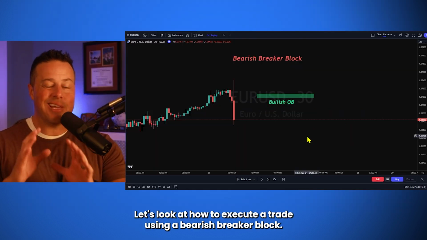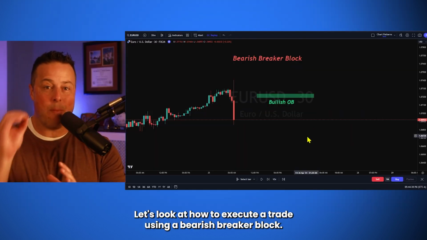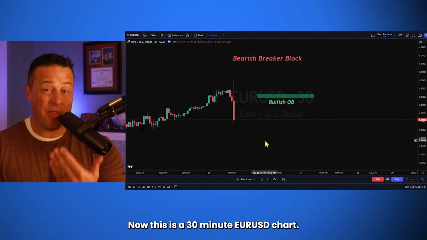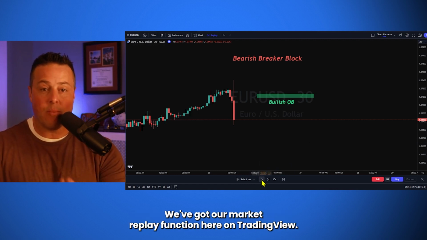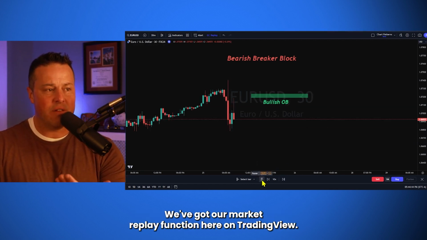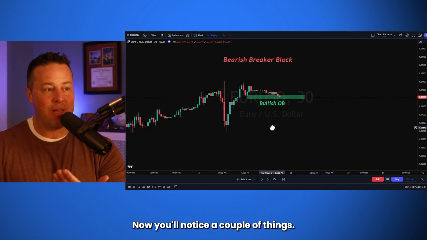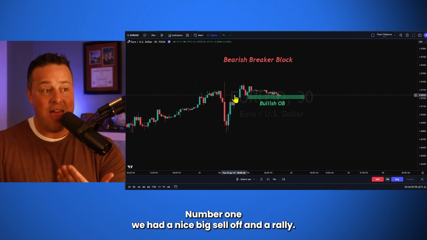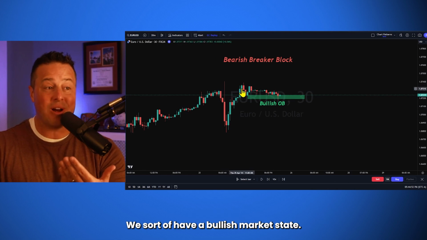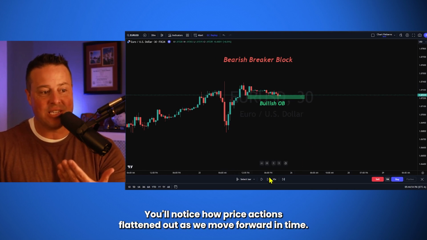All right, it's time to trade some breaker blocks. Let's look at how to execute a trade using a bearish breaker block. Now, this is a 30-minute Euro USD chart. We've got our market replay function here on TradingView, and we're going to go ahead and roll price action. Now, you'll notice a couple of things. Number 1, we had a nice big sell-off and a rally. We sort of have a bullish market state. You'll notice how price action's flattened out.